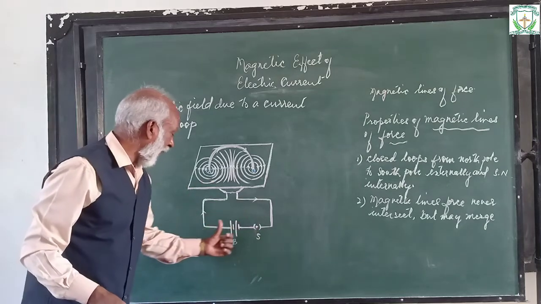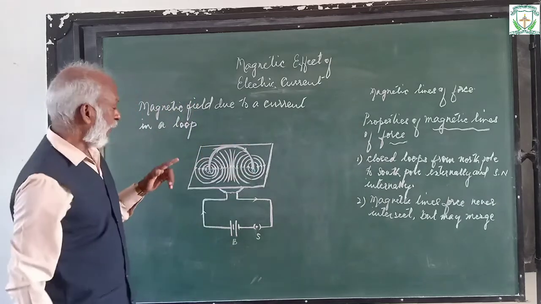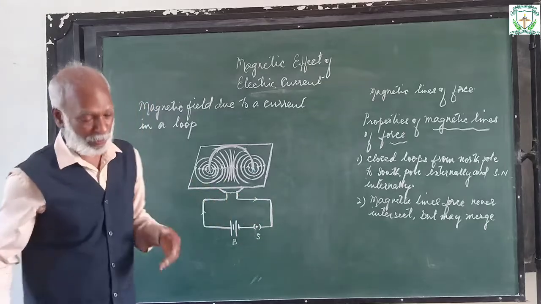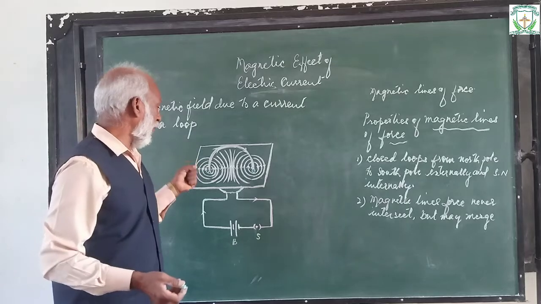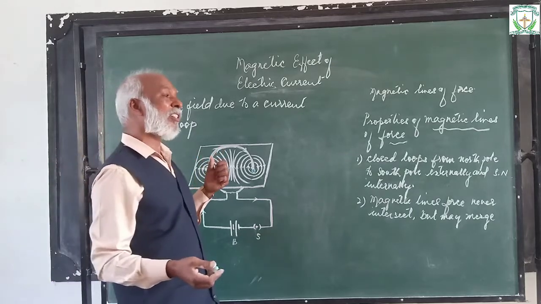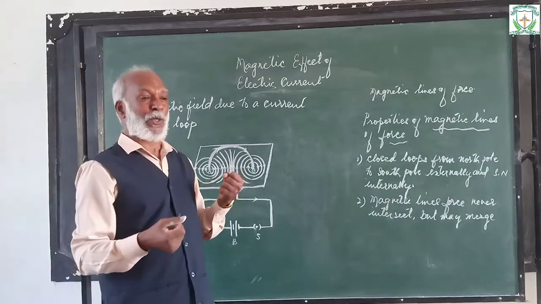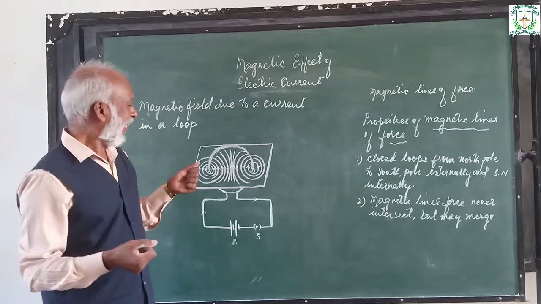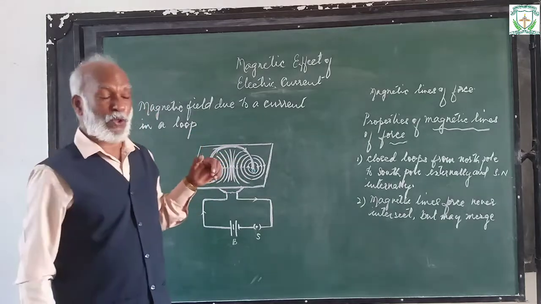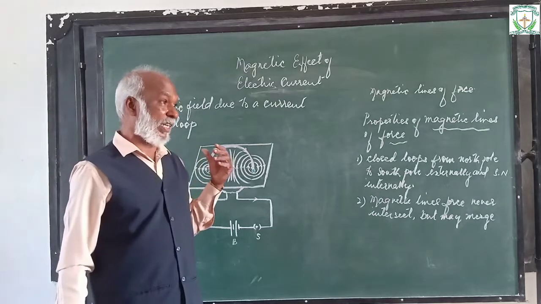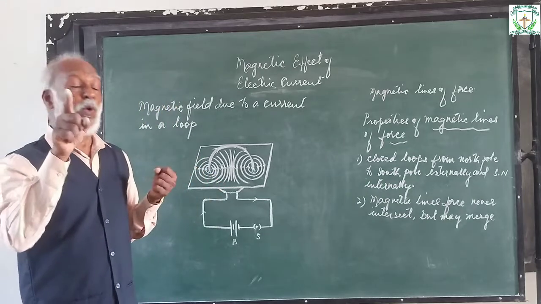Now, if a current is made to flow through this loop, you have seen Oersted's experiment. Magnetic field is produced. What is the direction of the magnetic field produced in a current carrying loop? That is the question here. How to find the direction of the magnetic field due to a current in a loop?